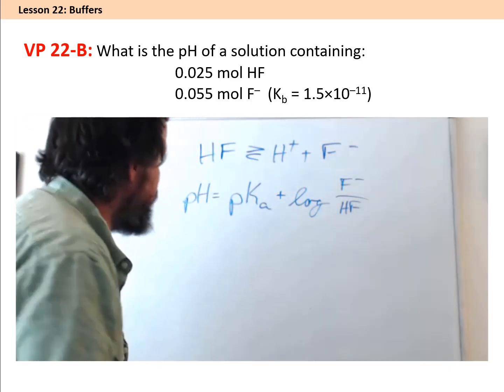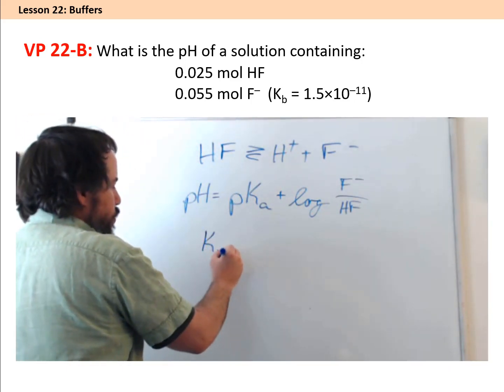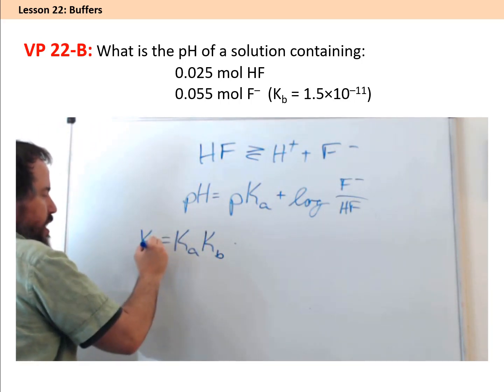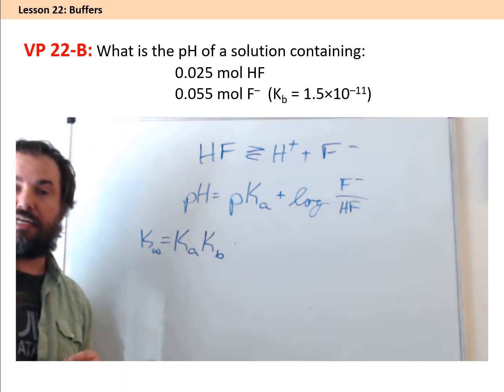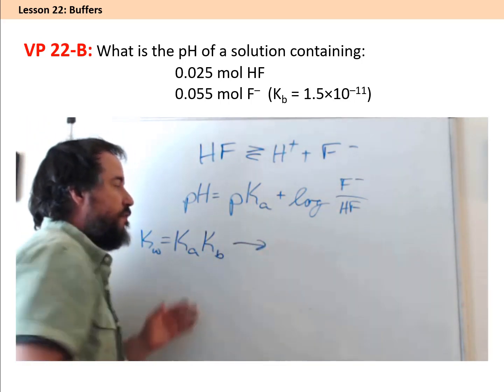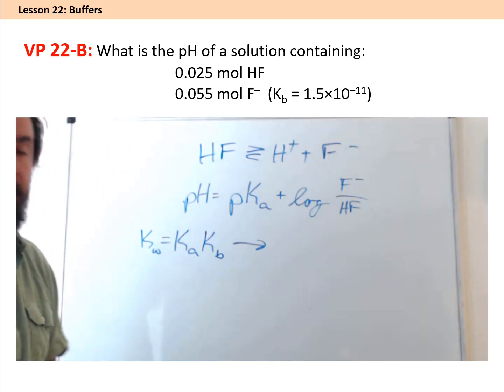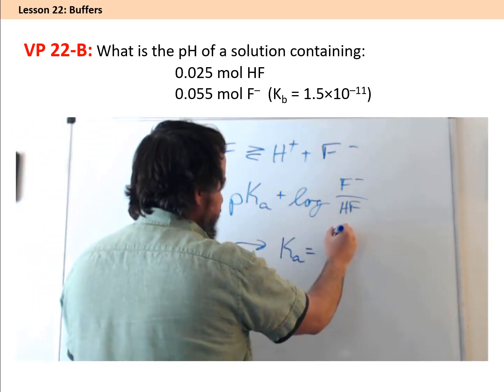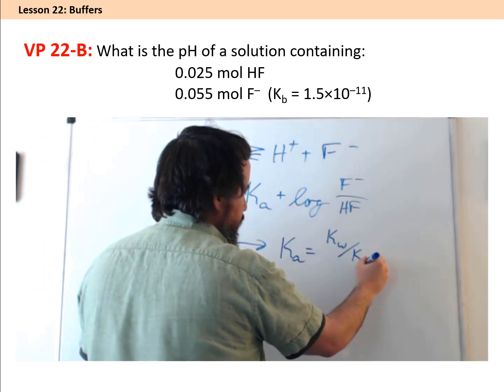No, I need to convert between them. Remember, we learned that Ka and Kb are related by this term Kw, right? Kw equals Ka times Kb, right? This is for an acid-base pair. All right, so rearrange this. Ka equals Kw over Kb.